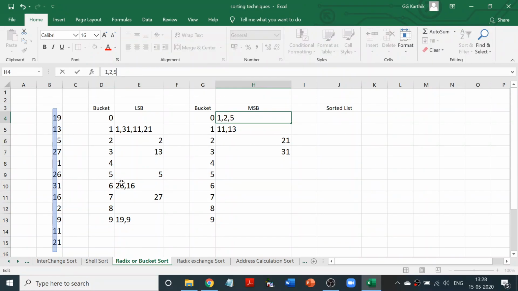Then you have 26. So 26's most significant digit is 2. So it has to go here. 16's most significant digit is 1. So it will go here. 27's most significant digit is 2. It will go here. Yes. Then comes your 19. 19's most significant digit is 1. So I'm going to put it here. 9's most significant digit is 0. So I'm going to put it here.